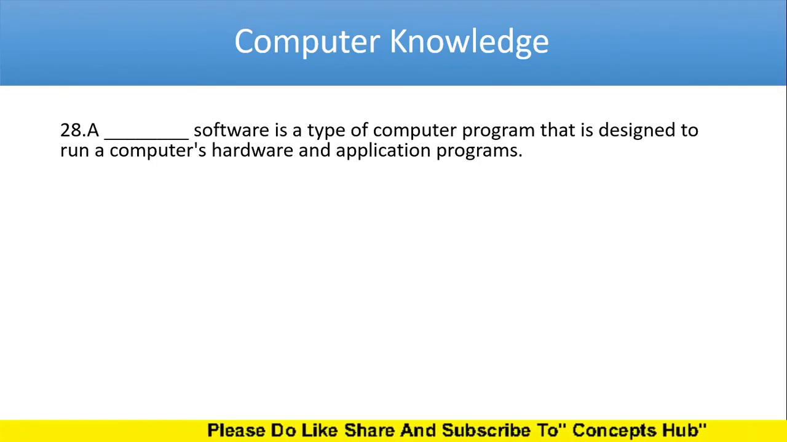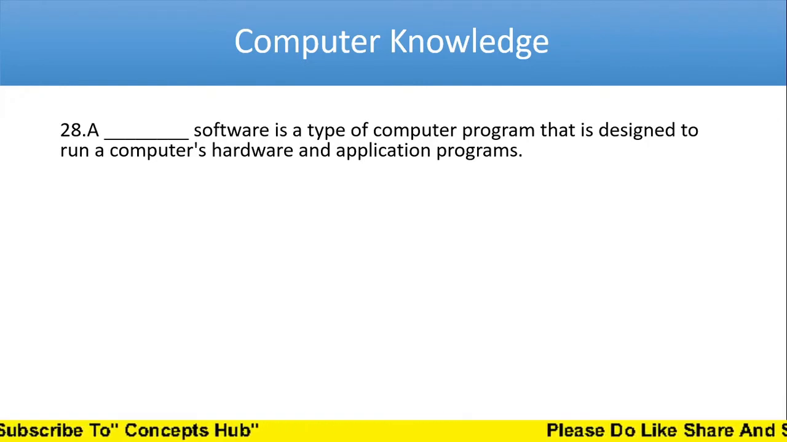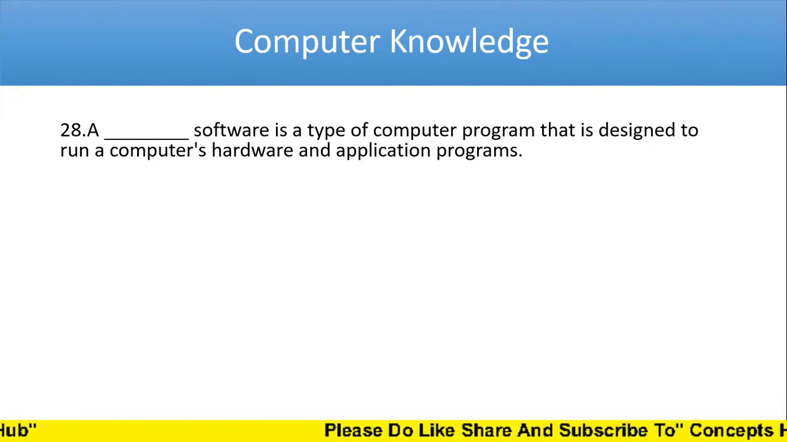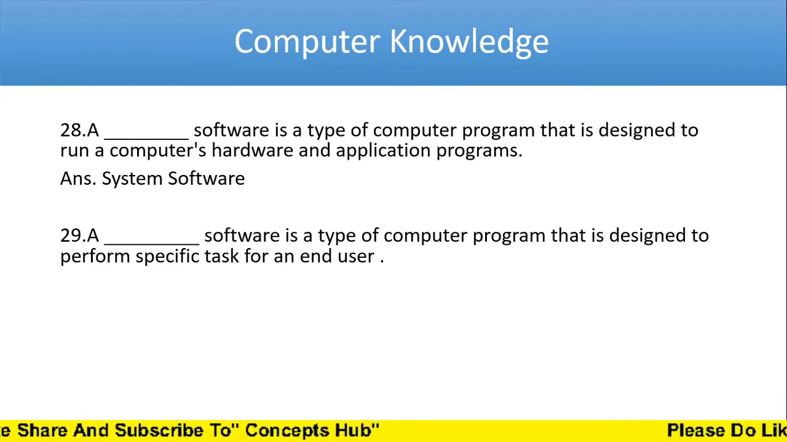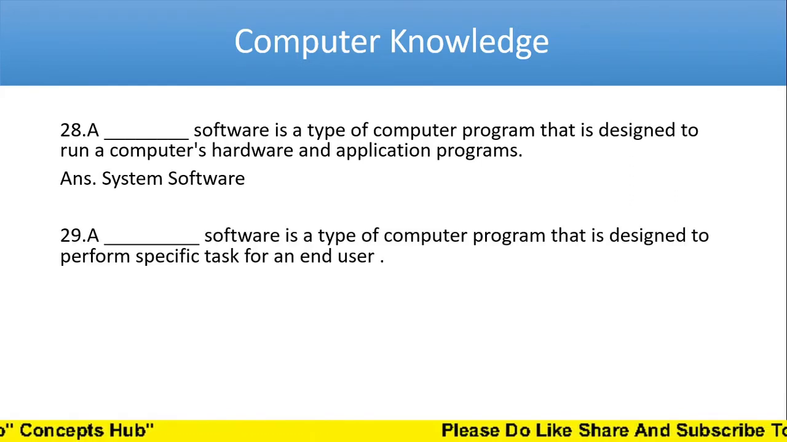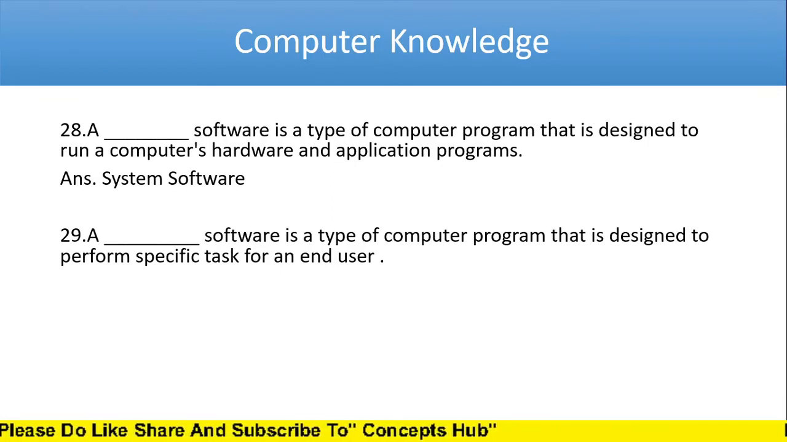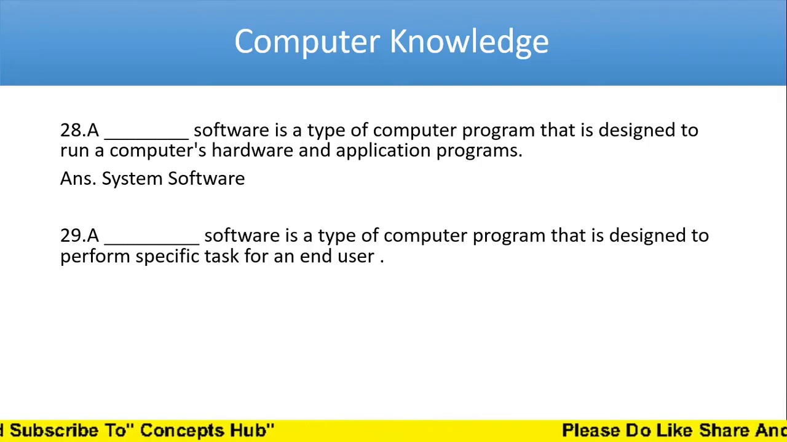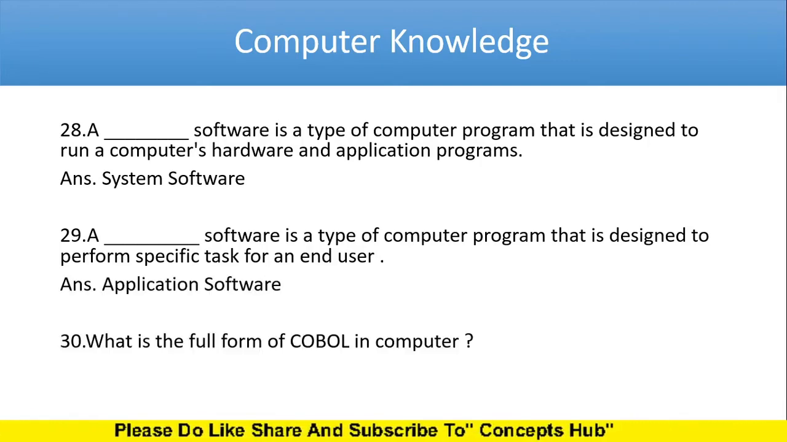Dash software is a type of computer program that is designed to run a computer's hardware and application programs. Answer is system software. Next, a dash software is a type of computer program that is designed to perform specific task for an end user. Answer is application software.